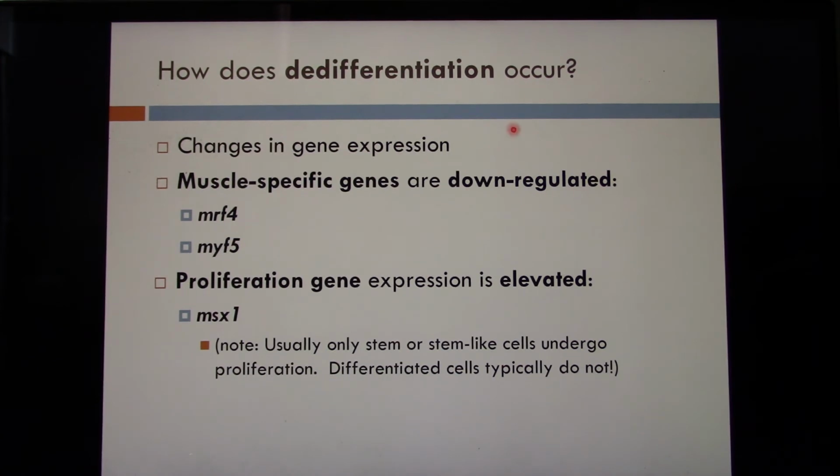How does dedifferentiation occur? Well, the simple answer is changes in gene expression. Muscle-specific genes, tissue-specific genes, genes that are needed for a differentiated tissue, are downregulated, and these include MRF4 and MYF5. In contrast, proliferative genes are elevated. The expression of those are elevated. An example of that would be a gene called MSX1. Now I want to note that usually only the stem or stem-like cells undergo proliferation. Differentiated cells typically do not.